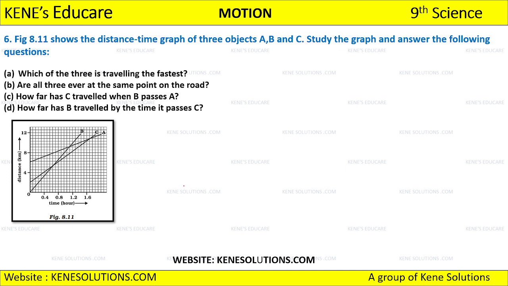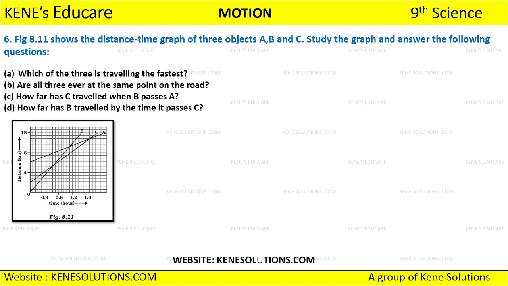Okay. Then are all three ever at the same point on the road? So we can see that the three lines do not intersect at a single point, right? So the three objects never meet at the same point on the road.